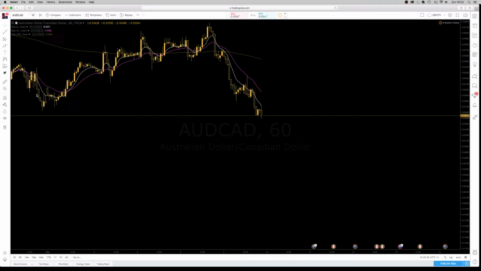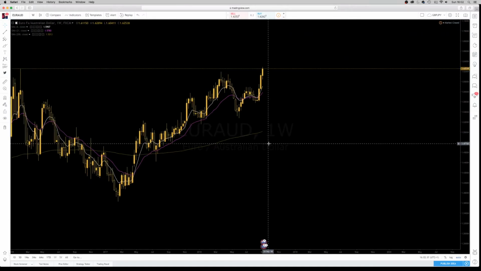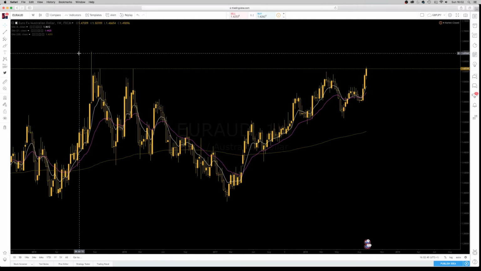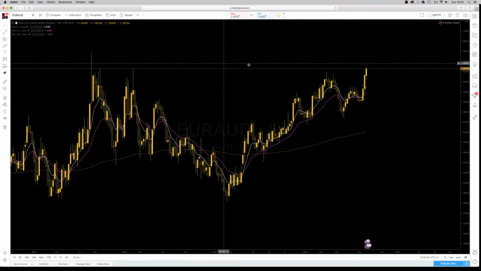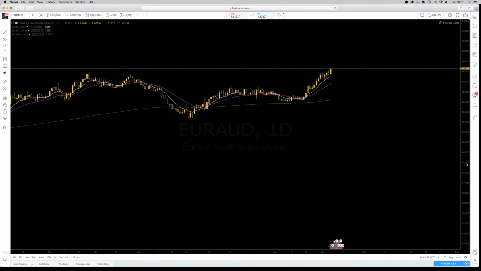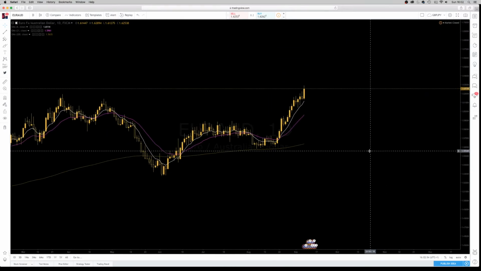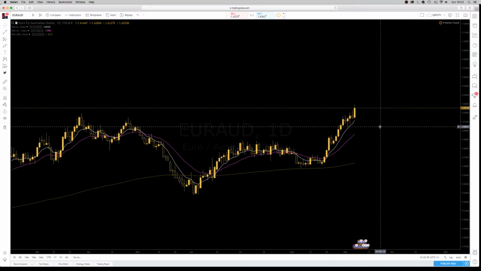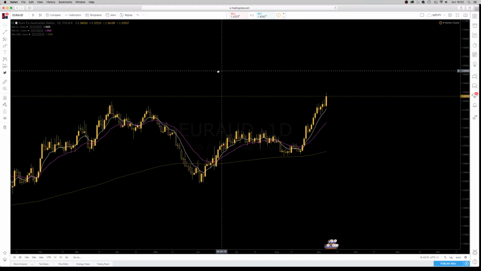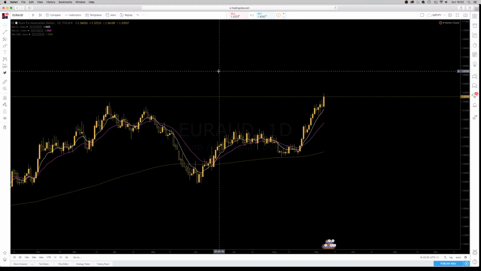And last but not least, Euro Oz. Well, Euro Oz is pushing higher, so we still could test these highs up here. We have closed higher, so I think there is potential that, if anything, it's going to be more bullish action on Euro Oz. So overall, I think there's bearish, and I'm saying overall quite a lot, it's very annoying.